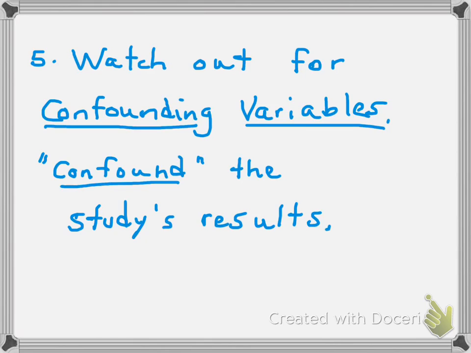The definition for confounding variables: they are variables that are not intended to be part of the study. The variables of interest are what we're trying to study, but these confounding variables get mixed up with the variables of interest, which makes it very difficult to determine the study's results.